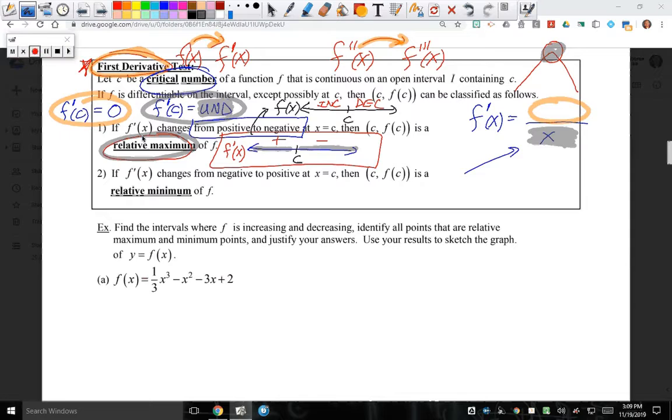Okay? And then f prime, here we go. If the signs changed at c from a negative to a positive, that's like saying from decreasing to increasing, that would be a relative min. Raise your hand honestly if you understand that. Okay.